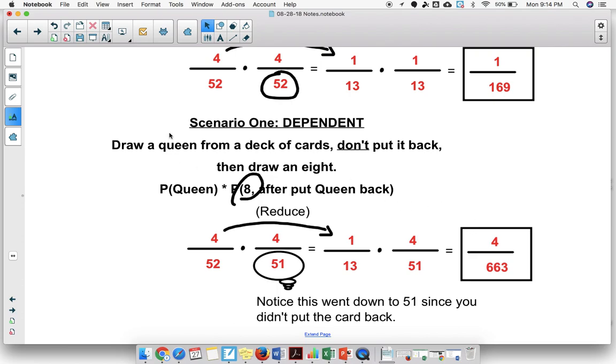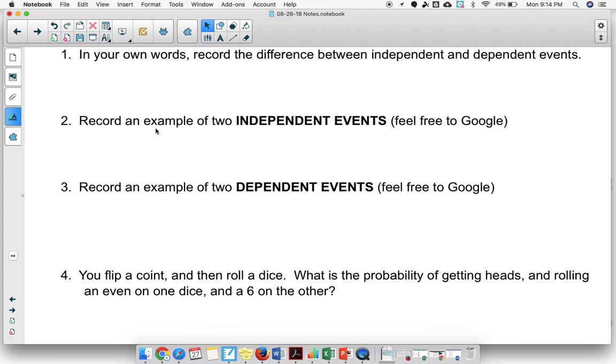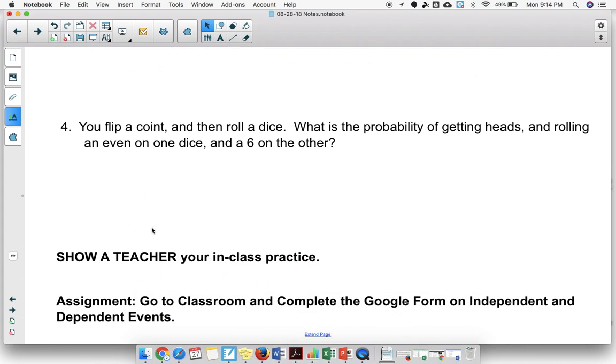All right, these are just a couple examples. What I want you to do at this point is to complete the 4 in-class practice questions, bring them up to get feedback from a teacher, and then you can start the assignment if class time allows.